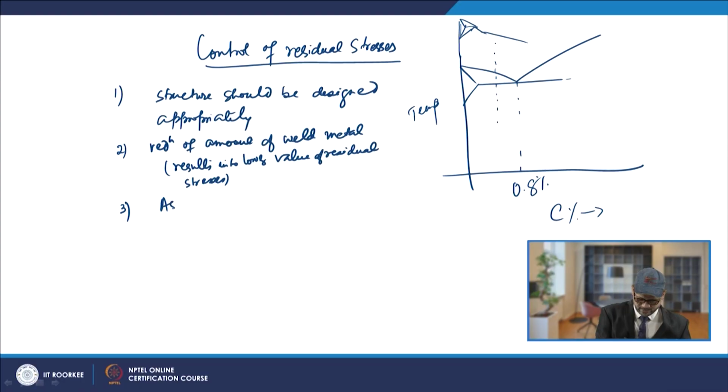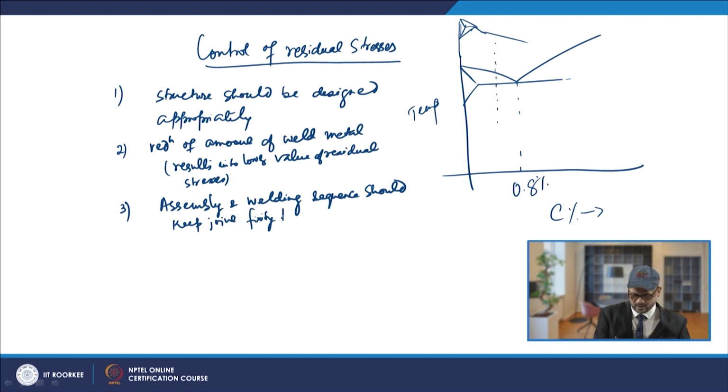Then comes the assembly and the welding sequence which is followed. It should keep the joint fixity to a minimum. This proper welding sequence and assembly should be maintained, so that the joint fixity is the minimum.